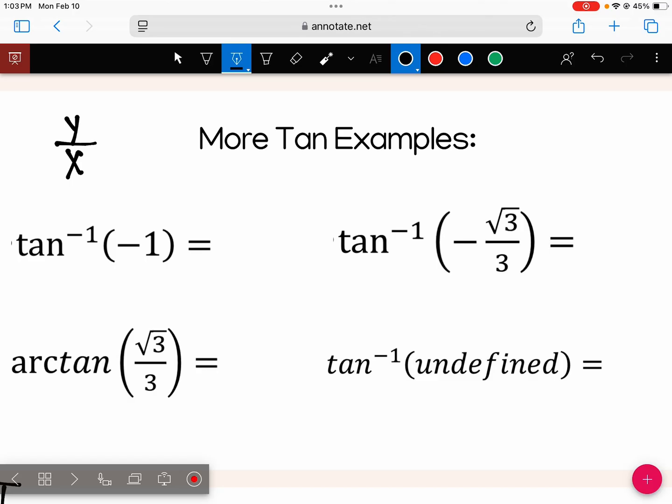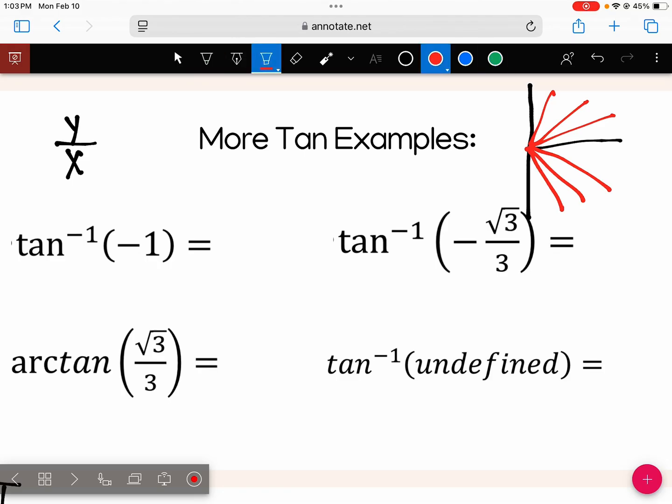Tan is y over x, right? And I'm going to draw a bootleg unit circle so that we have something to look off of. In quadrant 1, is tangent negative or positive? I'm going to highlight this in green. In quadrant 4, is tangent negative or positive? For example, this negative 1, are you in quadrant 1 or 4? 4. You know you're in 4 because it's a negative value.